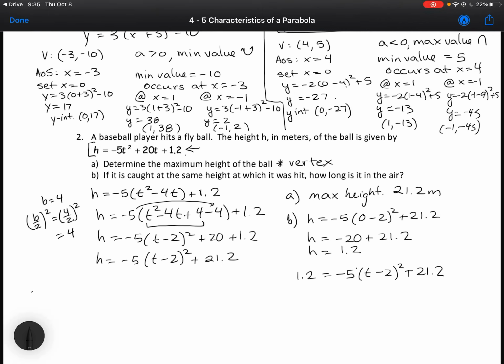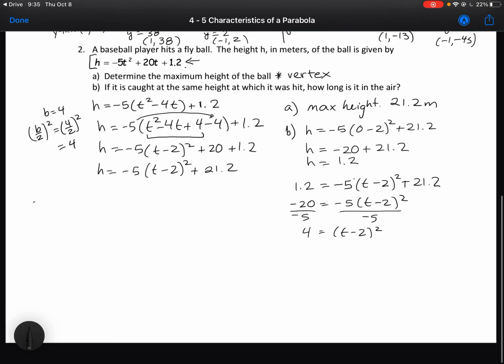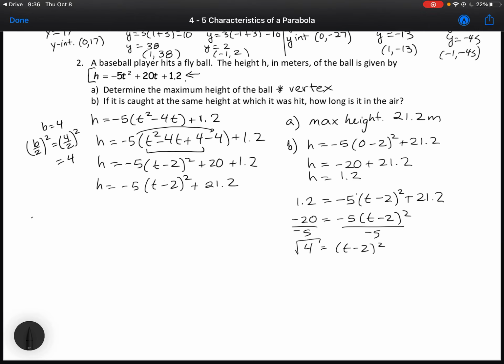So we're going to bring 21.2 over the equal sign. So we're going to end up with minus 20 equals minus 5 times (t minus 2) squared. I'm then going to divide both sides by minus 5, which is going to give me 4 equals (t minus 2) all squared. Now at this point is where I'm going to get two answers. I'm going to take the square root of both sides, and this is going to either give me positive or negative 2 equals t minus 2. So now I've got two cases to solve for. I've got positive 2 equals t minus 2, and I've got negative 2 equals t minus 2.